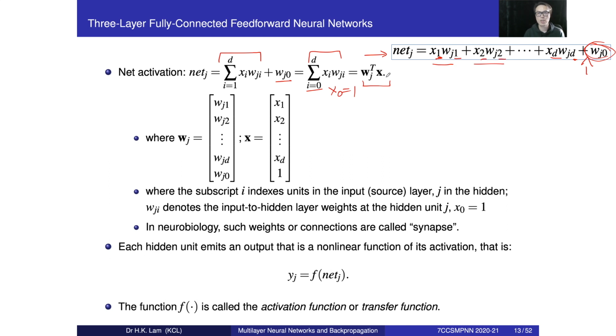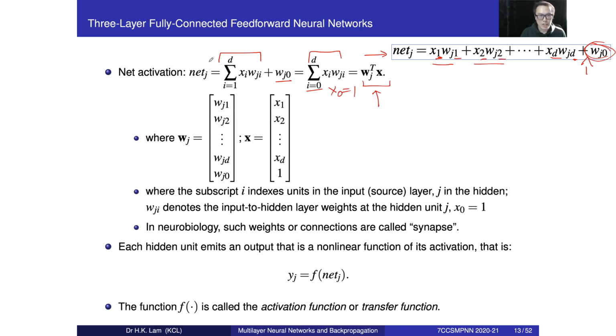Or we can also use a very compact form, that is in matrix form or vector form. If we have wj, that consists of wj1 up to wjd, and then the last term, that is wj0. In some other textbooks, they put wj0 at the top. Anyway, if we construct x in this particular form, we have x1, x2, up to xd, and then the last one, that is for the bias, and so we come up with this form.